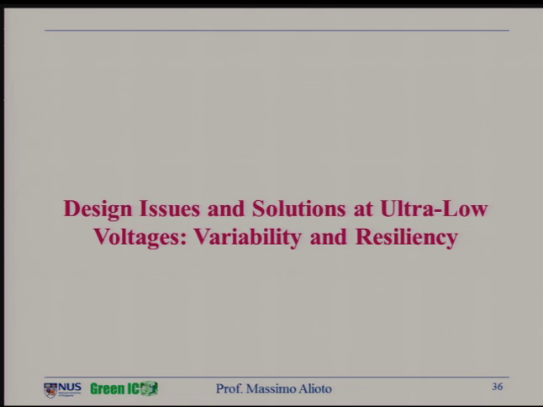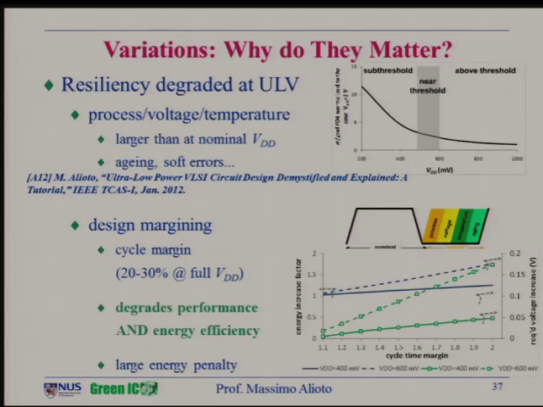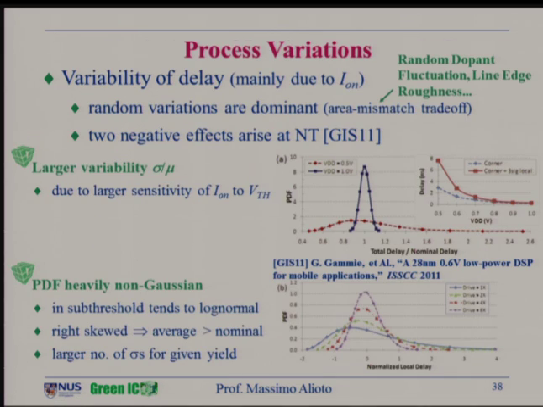Okay, now let us talk about variability and resiliency. Should we be worried about variations? Of course, because if we have delay variations due to process, voltage, and temperature variations, basically this design uncertainty forces us, designers, to increase the cycle time from the nominal one to a larger one, because we have to account for different sources of uncertainty: process, voltage, temperature, and even aging, right? So we have to care about variations.